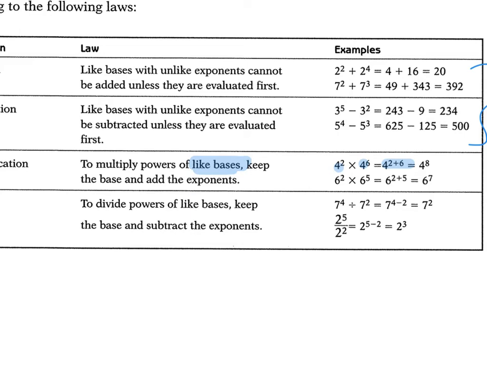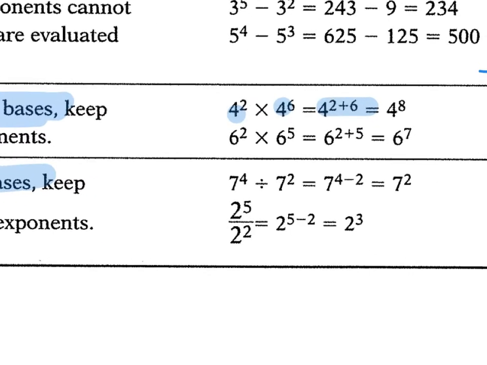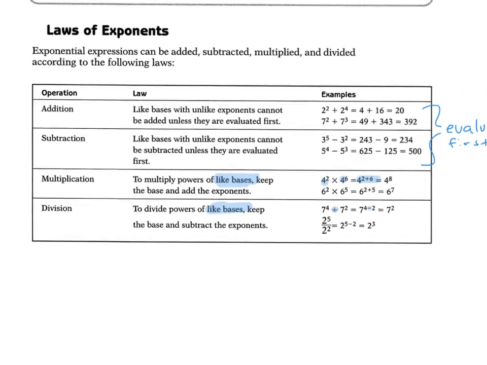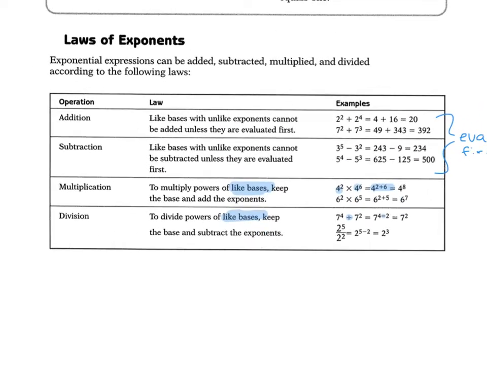When dividing like bases, again, our bases need to be like, we keep the base and subtract the exponents. So here we have 7 to the fourth power divided by 7 squared. So this becomes 7 raised to the 4 minus 2. So since we're dividing, we subtract, and 4 minus 2 is 2, so it would be 7 squared. So we can only do this if we have like bases.